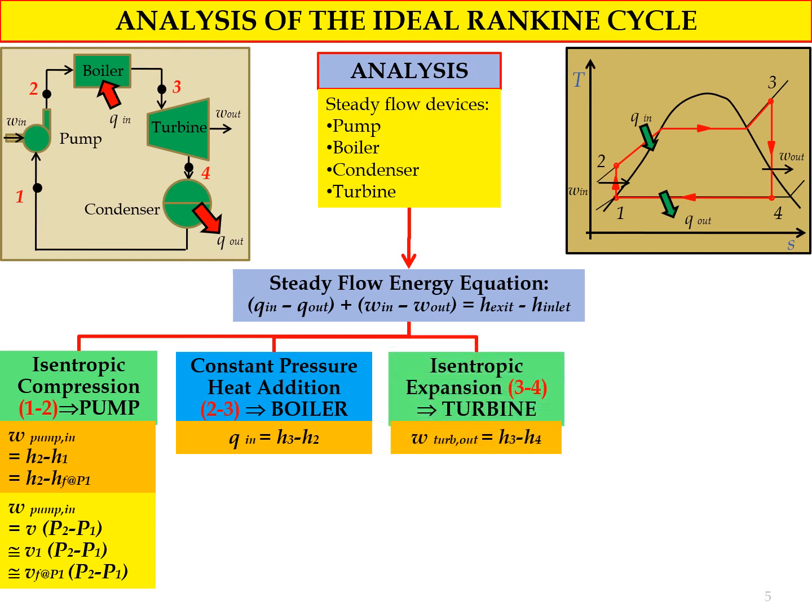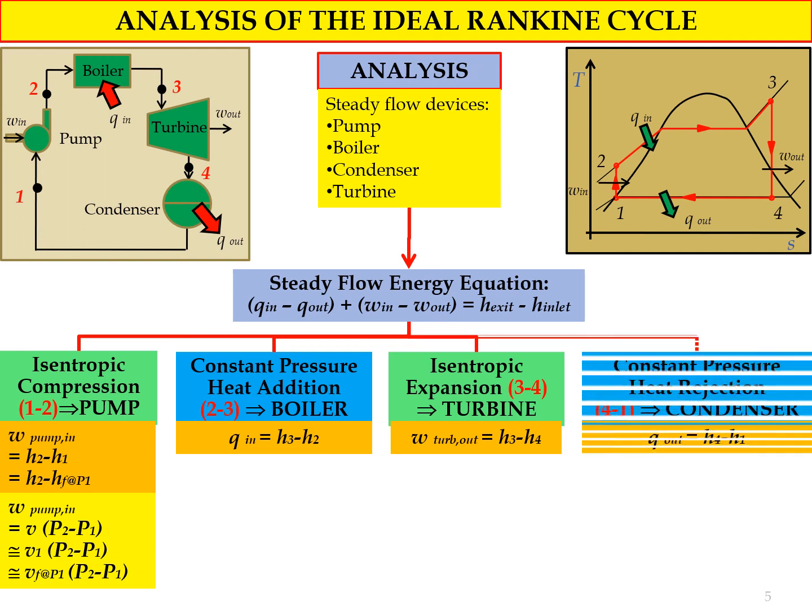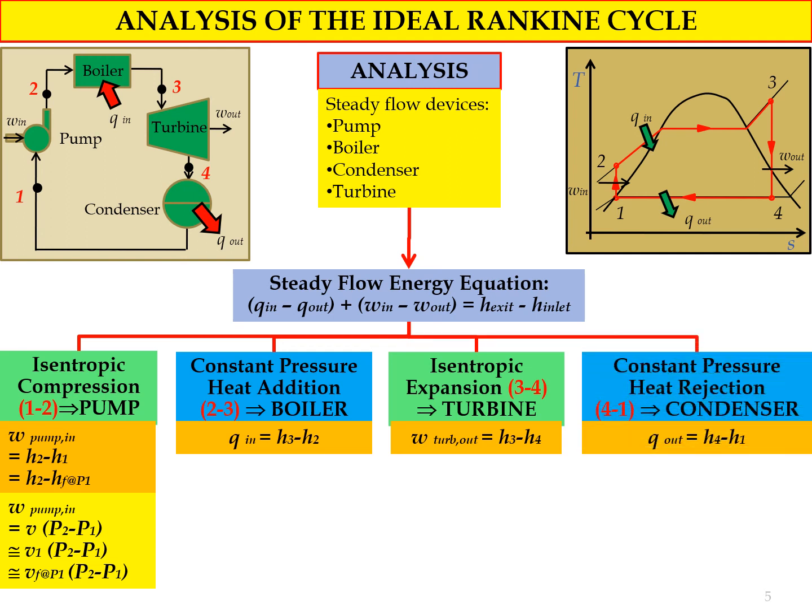Now we look into the third process, which is the isentropic expansion, process 3 to 4, in the turbine. The work turbine out is equal to H3 minus H4. And the last one is the constant pressure heat rejection process in the condenser, which is process 4 to 1, and Q out is equal to H4 minus H1.